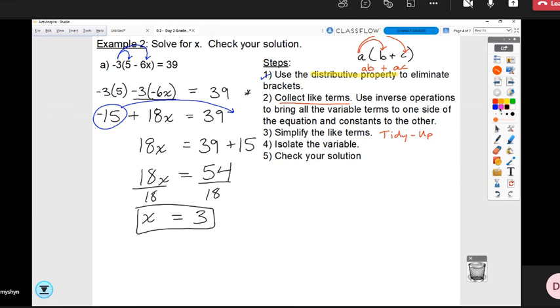All right, and they wanted us to check here. So we're going to check x equals 3. Left side and right side: negative 3 times 5 minus 6x equals 39. So that left side is all there, and that's the right side.